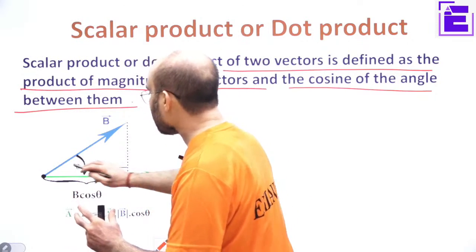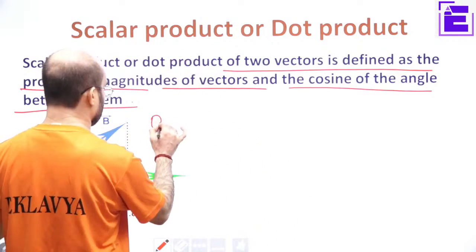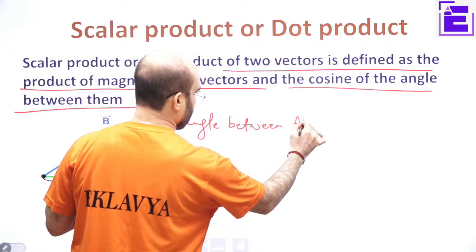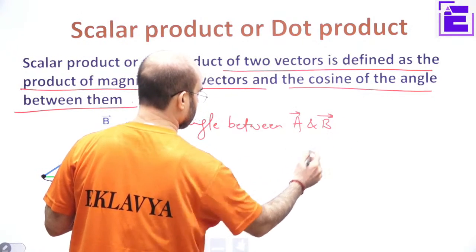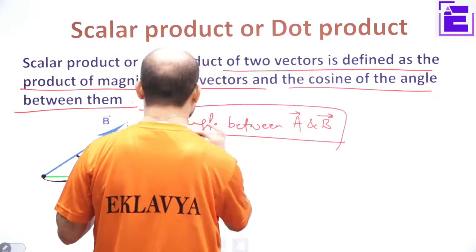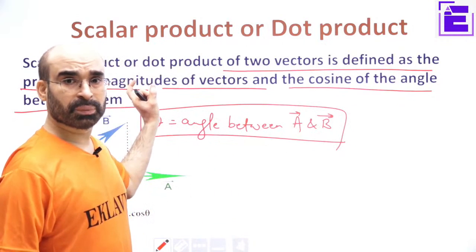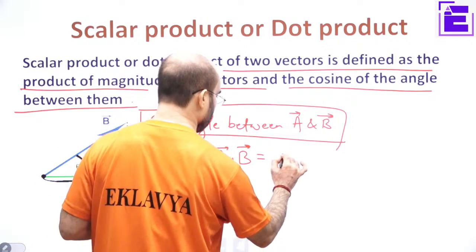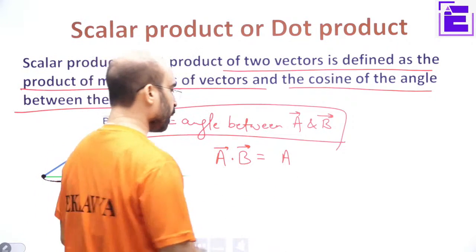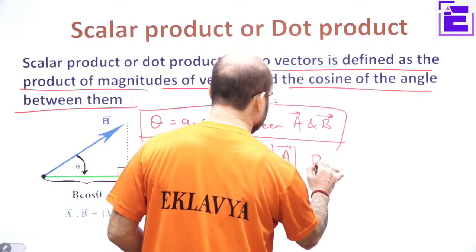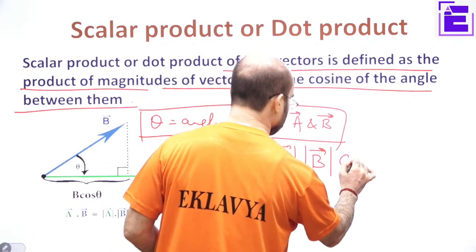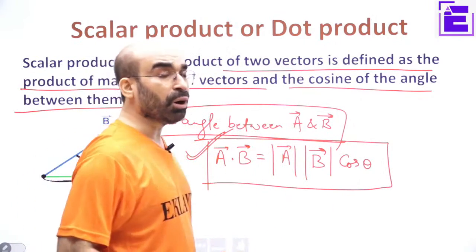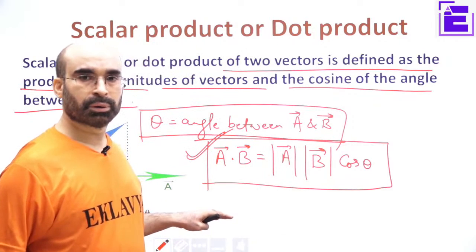So this is vector A and this is vector B. This is the angle theta, the angle between A and B. Okay, so what is the definition? Definition is simply saying A dot B equals magnitude of vector A and magnitude of vector B and then cos theta. So there is no direction of this. Why so? We will simply get the magnitude, right?